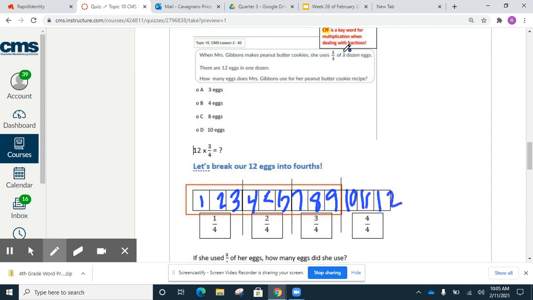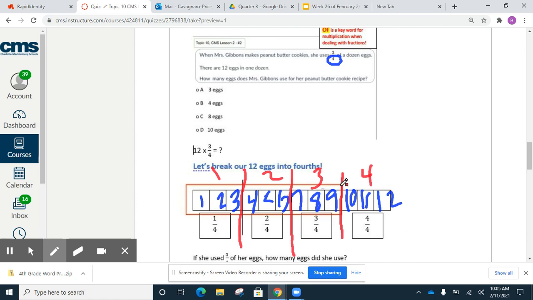She's splitting them into fourths again. So I did that, right? I did that again. 1, 2, 3, 4. This is group 1, group 2, group 3, and group 4.